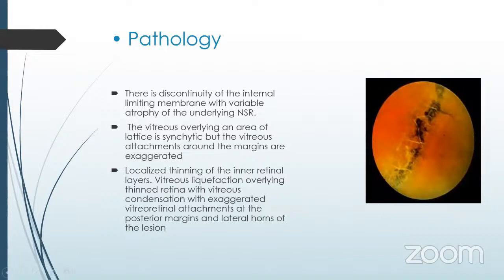In the pathology, lattice degeneration is actually a discontinuity of the internal limiting membrane with variable atrophy of the underlying neurosensory retina. The vitreous overlying the area of lattice is synchytic, but the vitreous attachments around the margins are exaggerated. There is localized thinning of the inner retinal layer and vitreous liquefaction overlying the thin retina, with vitreous condensation and exaggerated vitreoretinal attachment at the posterior margin and the lateral horn of the lesion.